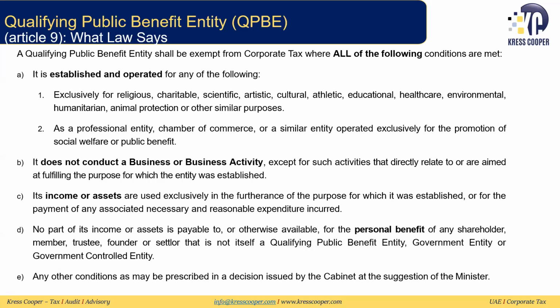And there might be more conditions later on that might come through a cabinet decision. So the public benefit entity has to meet all of these four conditions and any conditions which will come later to be able to be exempt from corporate tax.